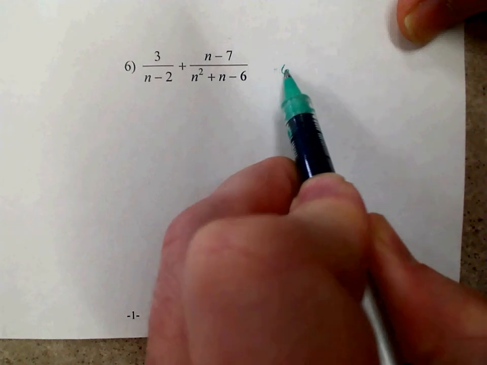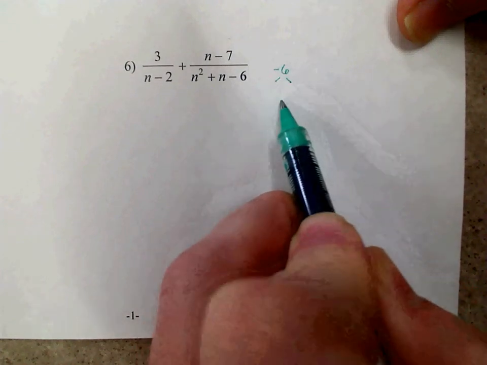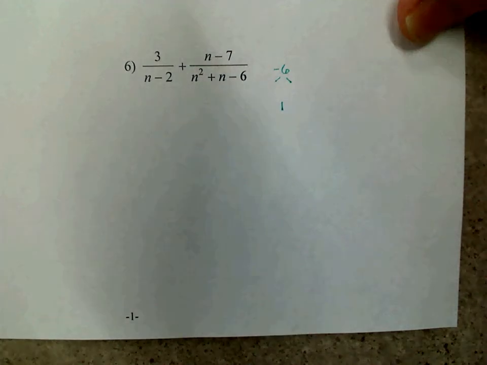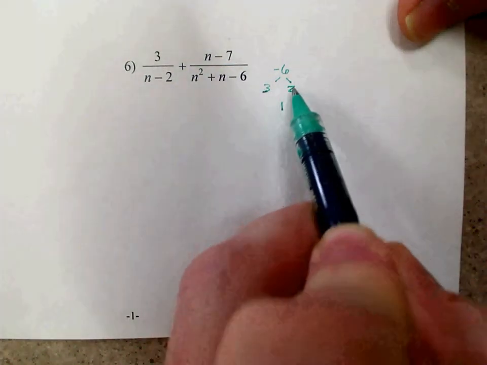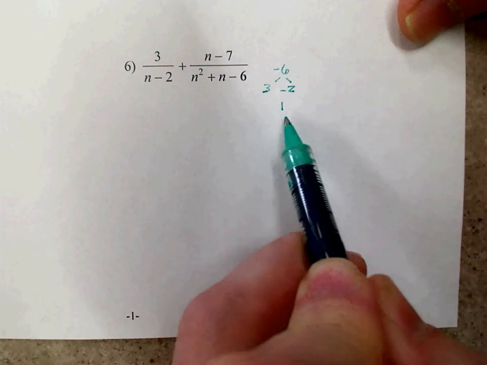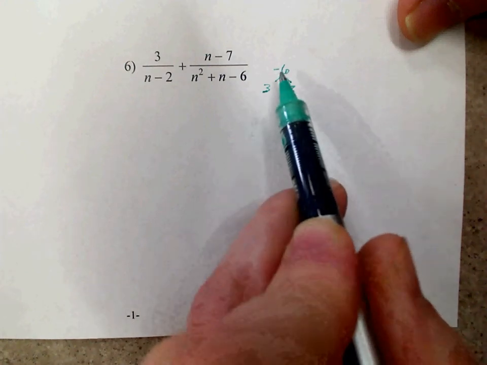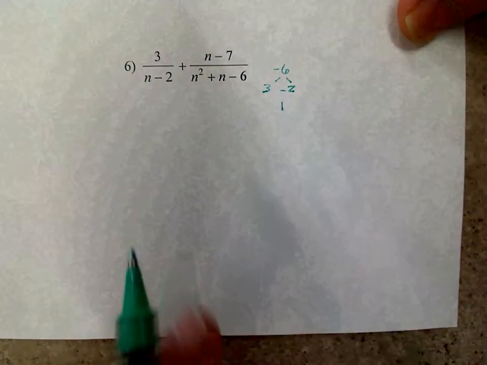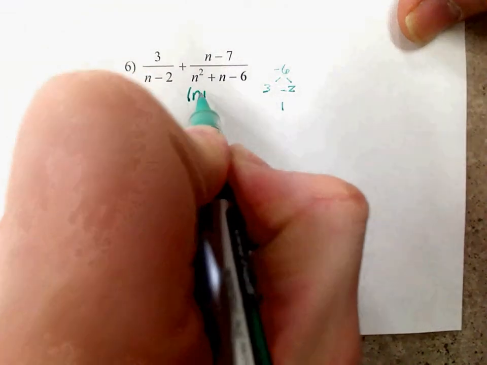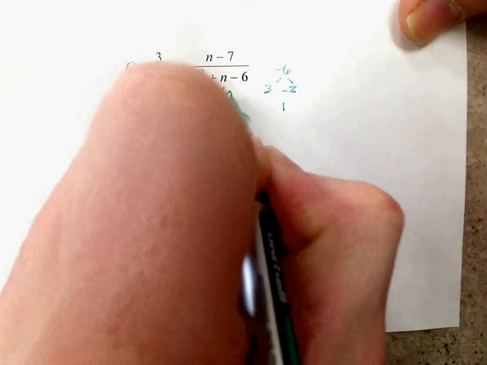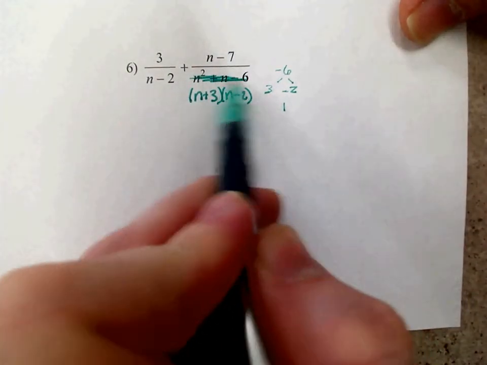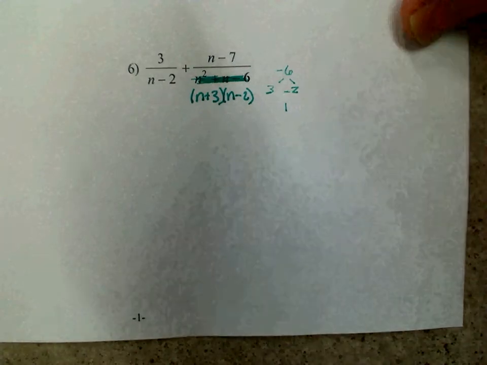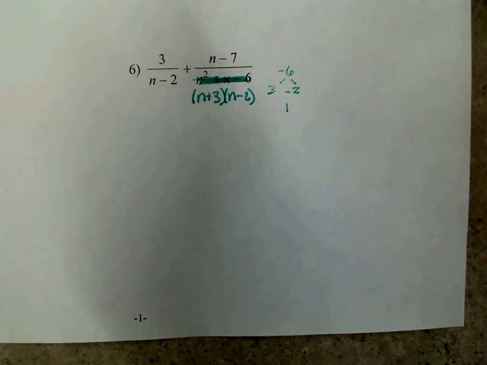So I'm looking for factors of negative 6 that would add up to 1. And so there's not many options here. 3 times 2 is 6, and I know that 3 minus 2 is 1. So 3 times negative 2 is negative 6. 3 minus 2 is 1. So I'm going to go ahead and write n plus 3 and n minus 2. I'm going to mark that out so I don't confuse myself. So I have factored the right denominator.